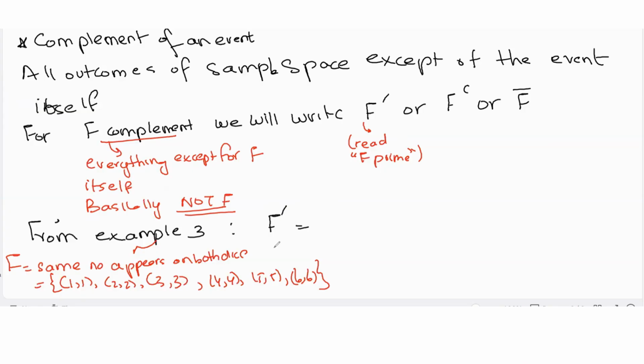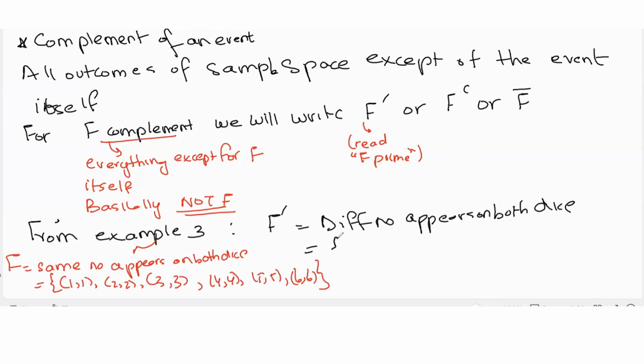So if F is the same number appears on both dice, it's going to be all the outcomes except for this event that the same number appears on both dice. So F complement would be not F, so it would be a different number appears on both dice. Right? F complement should have all the outcomes except for the event itself.